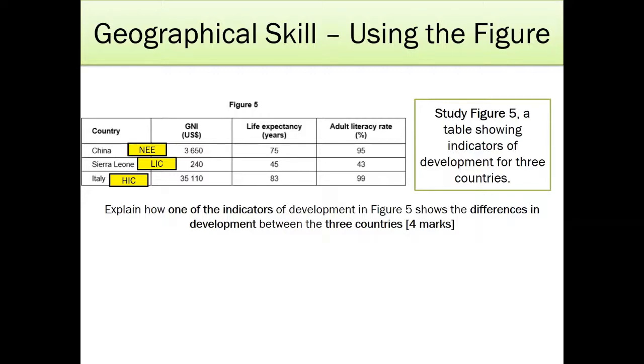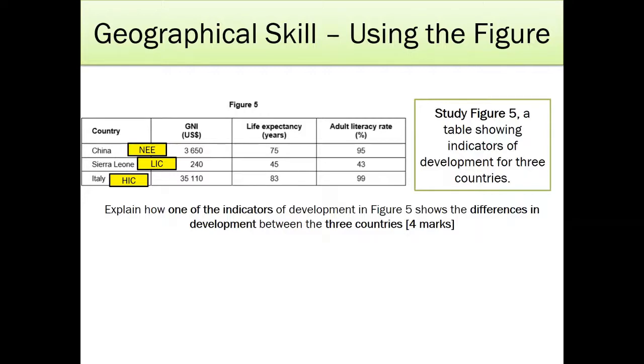Right, moving on to the question that I'm going to ask you to answer then. Explain how one of the indicators of development in figure 5 shows a difference in development between the three countries. So how does one of those three development indicators show that they have different levels of development?